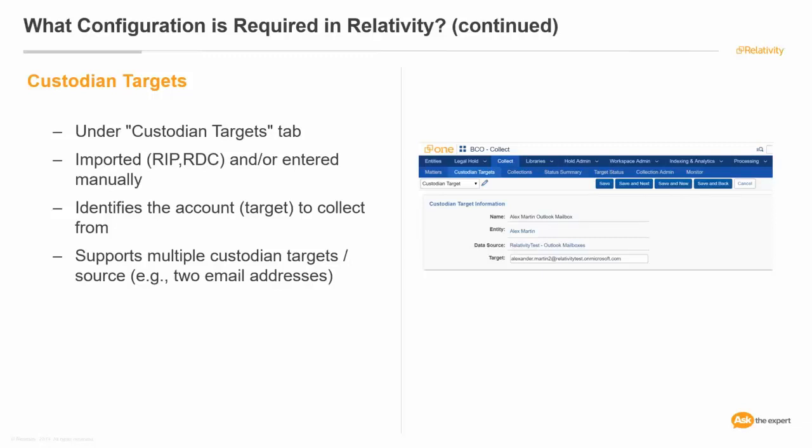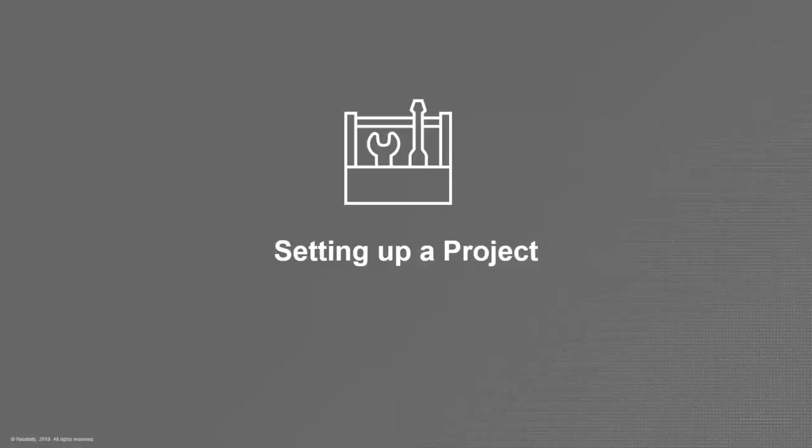Now, a custodian can have multiple targets. There's no reason why someone can't have multiple email addresses. It's rare, but it happens. So you can really create as many targets as necessary for your custodians. Lastly, targets, you can enter them manually, or you can do them more automated by using RIP or RDC to pull them in. But really what we're talking about is simply that intersection between the custodian and a particular data source, what that identifying information is that we need to use to actually get them rolling.